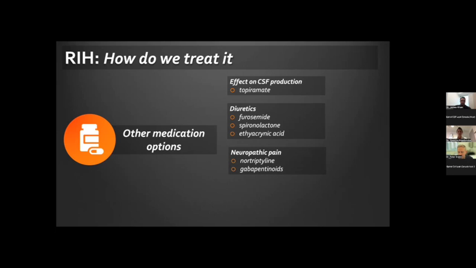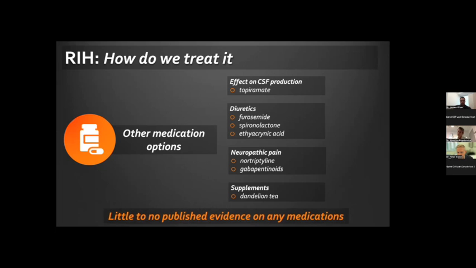Anecdotally, I've had some patients report improvement with medications targeting more neuropathic pain, like nortriptyline, or gabapentinoids. Gabapentin is probably the most common one. Lyrica is another one. And then some patients have reported to me that they've used dietary supplements like dandelion tea. Dandelion tea is a mild diuretic, and so may have some effect in some people, particularly if their symptoms are mild. I want to emphasize that there is little to no published evidence on any of these medications for this particular indication, and so sometimes it's a bit of trial and error.